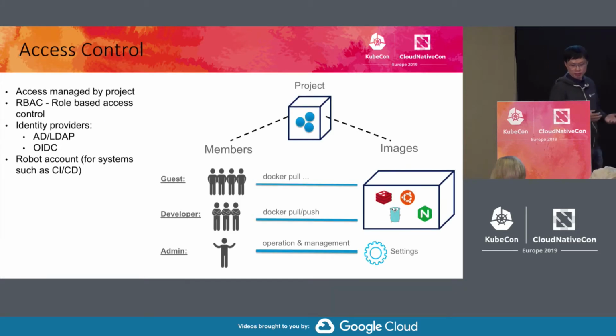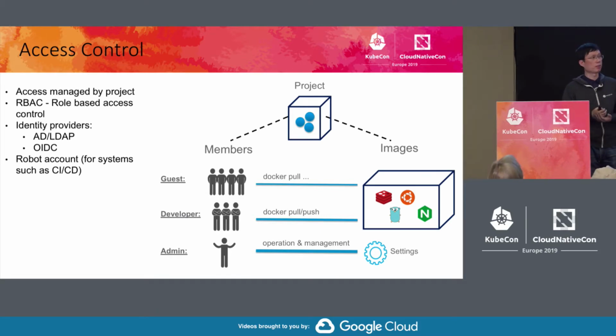The idea is very simple. If you're familiar with RBAC, basically we group all the images under a logical entity called project. All the images belong to a particular project, and users will be associated with the project as members. Once a user becomes a member, it can have different kinds of roles. For example, a guest role has read-only access, meaning it can only pull images. A developer role can pull or push images. And an admin role, in addition to pulling or pushing images, can also manage the members for a particular project.